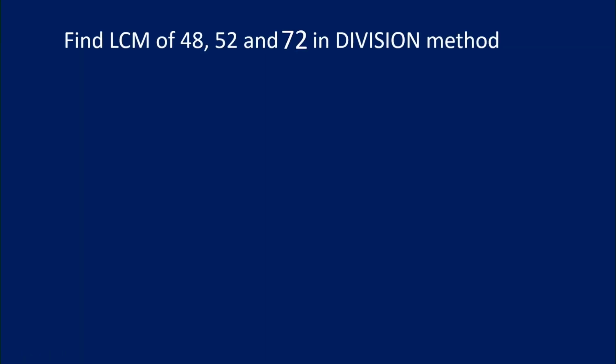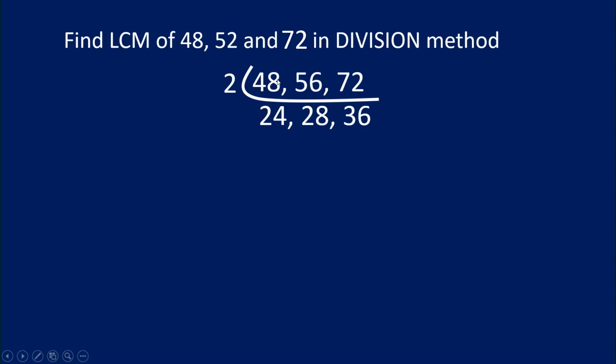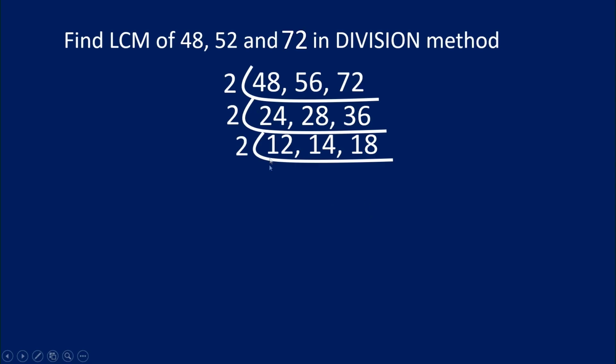LCM of 48, 56 and 72. Now try to write all these numbers and divide by prime numbers. How I am dividing, you observe and note it down in your notebook. All these are even numbers. Half of 48 is 24, half of 56 is 28, half of 72 is 36, and now divide again by 2. Half of 24 is 12, half of 28 is 14, half of 36 is 18. In this manner, divide by prime numbers. If it is not divisible, then copy the number as it is.